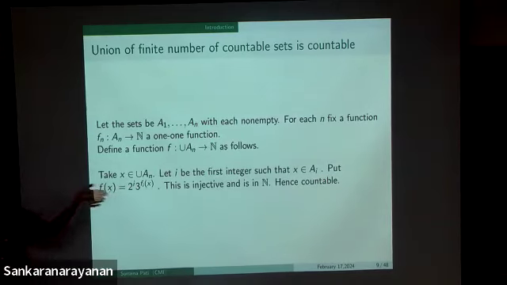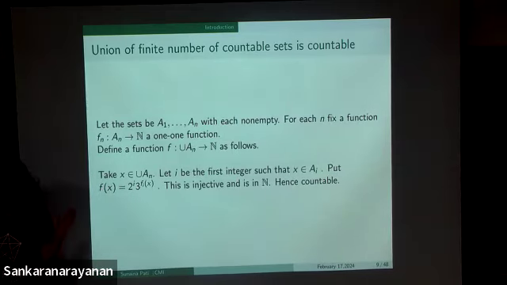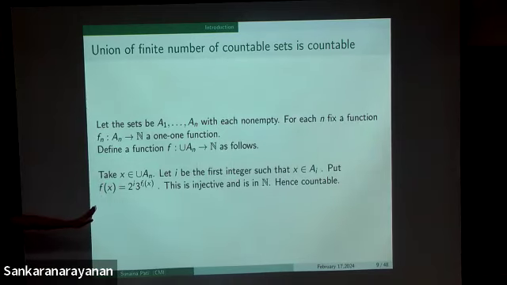So then I can simply take f(x) to be 2 to the power I times 3 to the power f_I(x). And this is an injective function going to the natural numbers. So it is countable. Do you guys see why it's injective? Yes? Good.